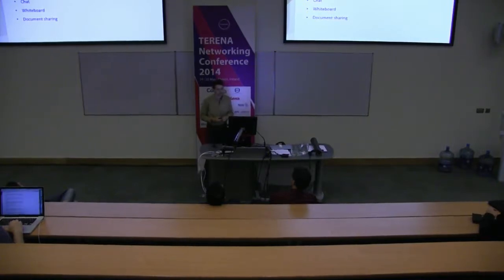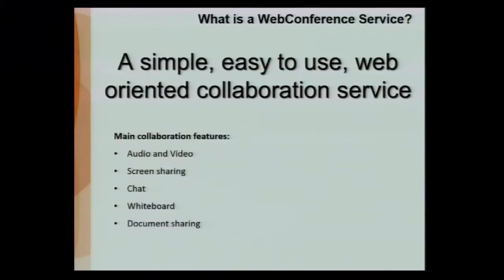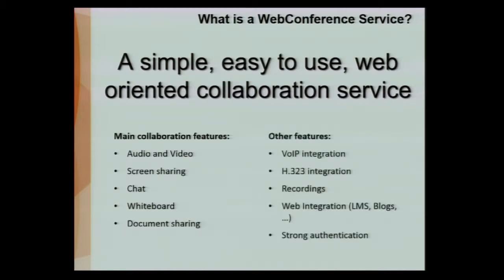These collaboration services usually have audio and video. That's why people associate this with video conferencing. Screen sharing. Most of them have chats, whiteboarding, and some document sharing and other tools for sharing content. But there are also other features that sometimes are provided on web conferencing services, like VoIP integration, traditional H.323 video conferencing integration. Sometimes it's possible to make recordings and playbacks of the meetings.